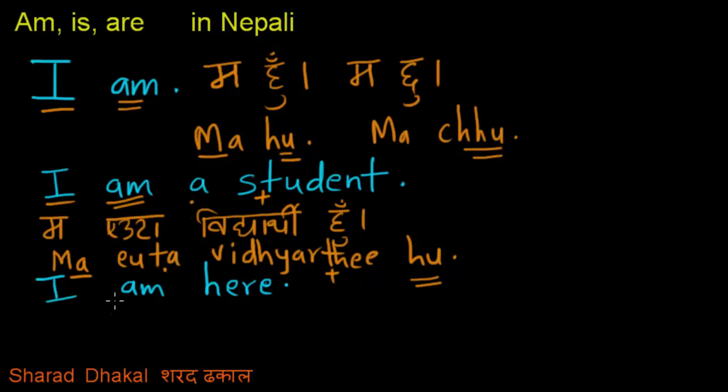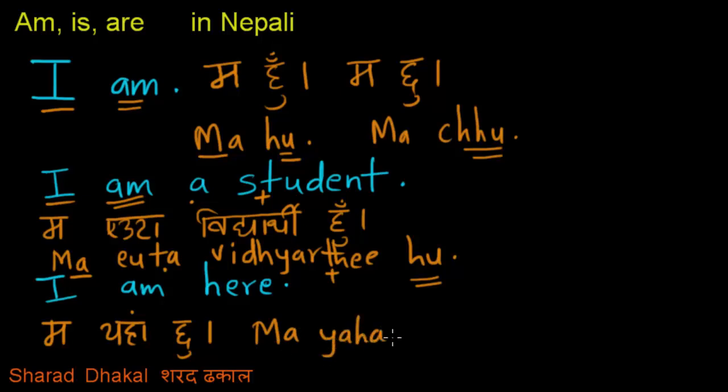And I am here. Let's look into this next example here. I am here is ma yahan chu. That is ma yahan chu. So I is ma, am is chu here, and here is yahan.